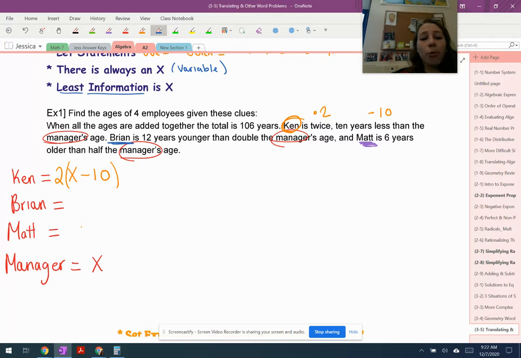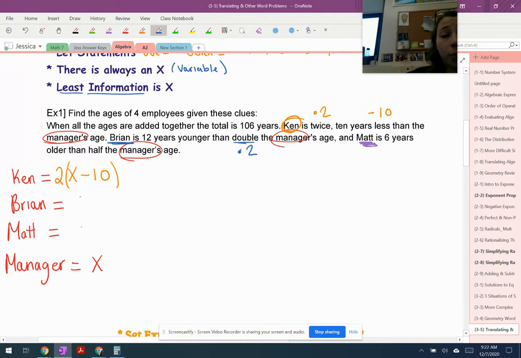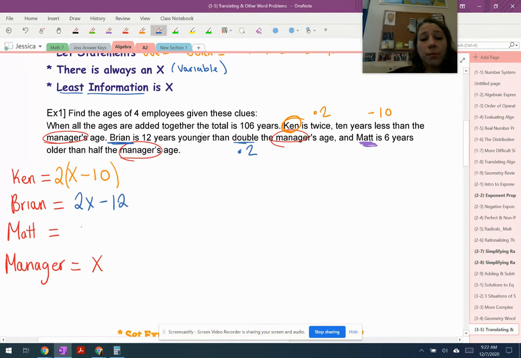So Brian is 12 years younger than double the manager's age. Double is, again, another way to say times 2. So 12 years younger than double the manager's age. This one doesn't involve the groupings, though, because double the manager's age is happening first, then we're taking the 12 off. So Brian, so double the manager age, 2x, 12 years younger, minus 12. Younger would be subtraction.